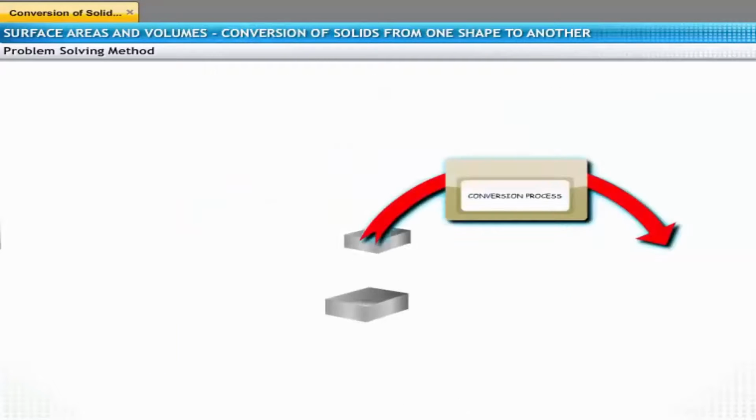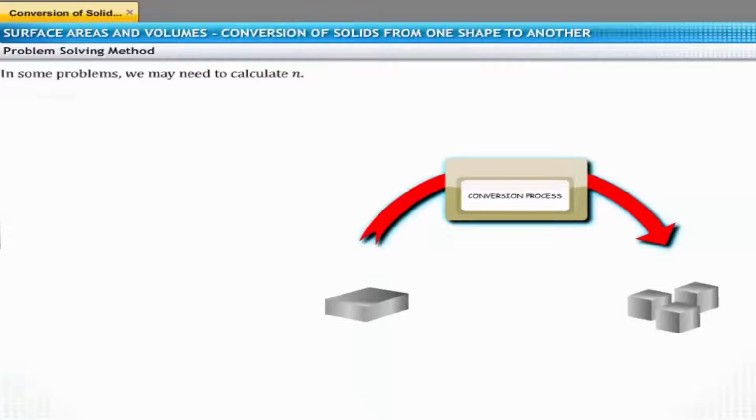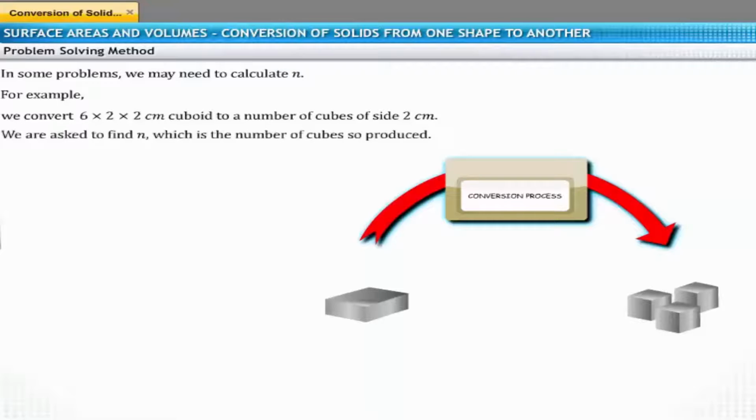In some problems that we will be asked to solve, we will be provided with the shape and dimensions of both objects. We will be asked to determine the value of n. For the example on the screen, we convert a cuboid of dimensions 6 by 2 by 2 centimeters to a number of cubes of side 2 centimeters. We are asked to find n, which is the number of cubes produced.